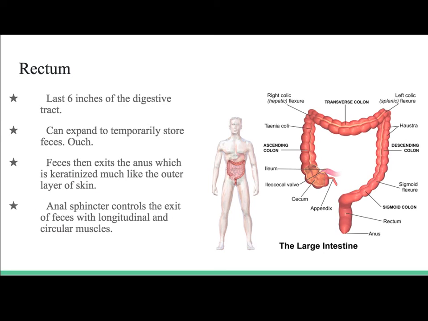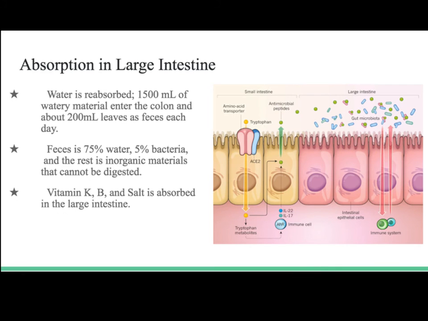And then we have some muscles there. Longitudinal and circular muscles of the anal sphincter basically control that exit. Big concept to understand is absorption. Water is reabsorbed. We have 1,500 milliliters of water material entering the colon every day, and it exits in our feces about 200, which means we have reabsorbed, on average, over 1,300 milliliters of water.